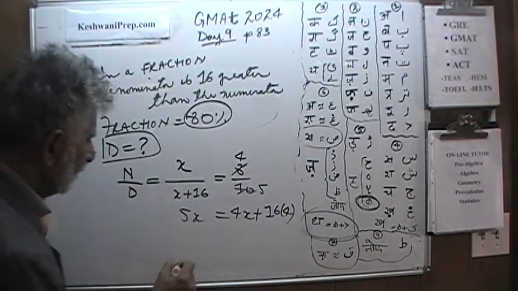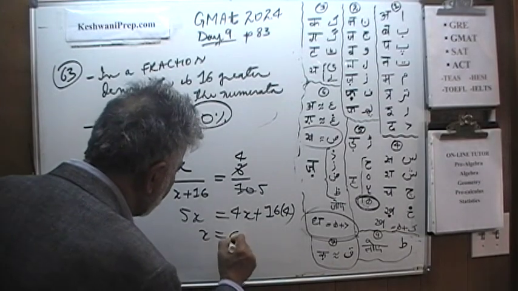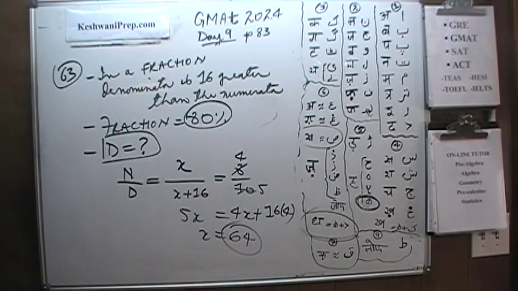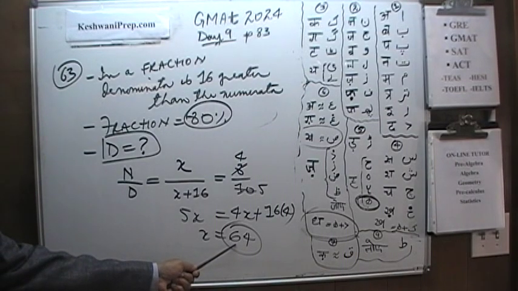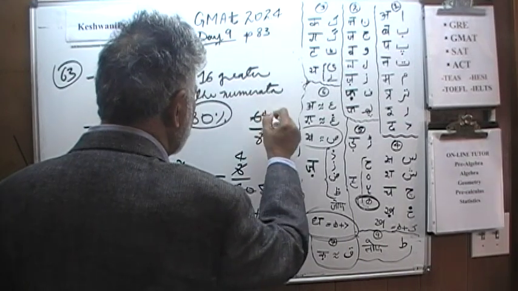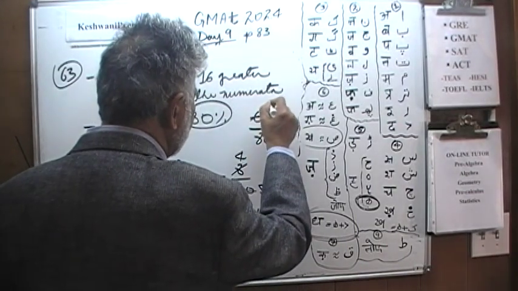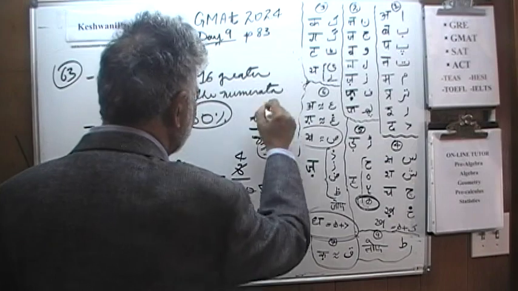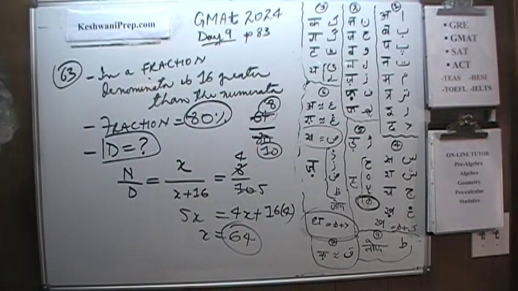There we go, we're done. X equals 16 times 4, which is 64. Which makes sense, because if we were to add 16 to it, we're going to get 80. So what we have is 64 over 80. And we reduce it by dividing top and bottom by 8, we're going to get 8 over 10. There we go, you see? 8 tenths.